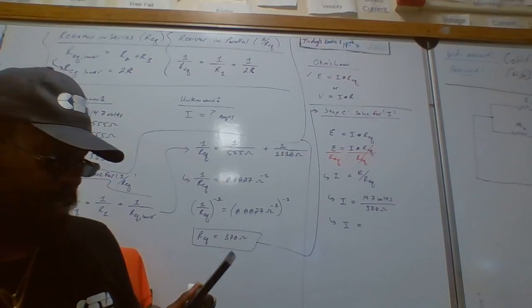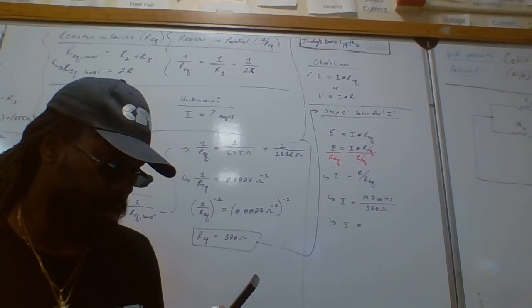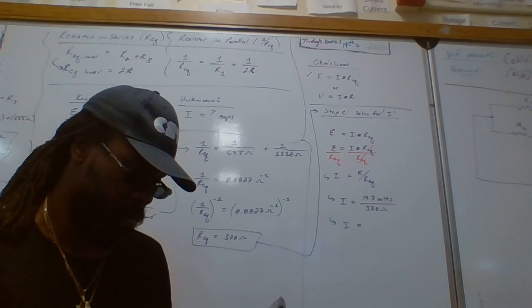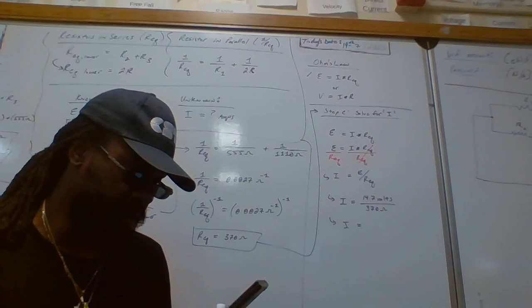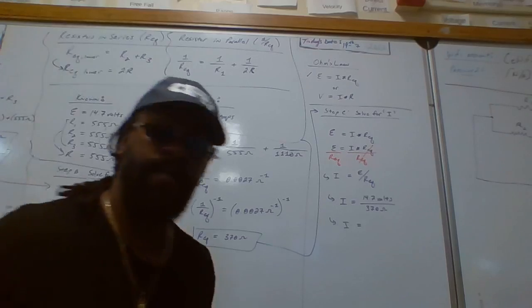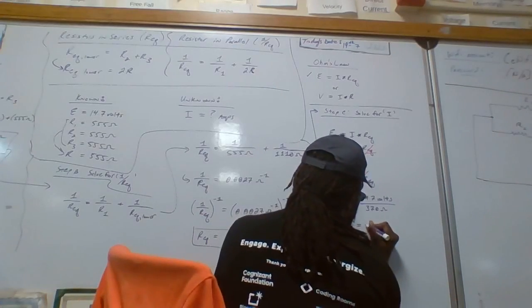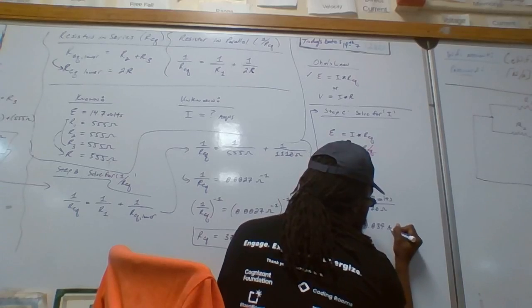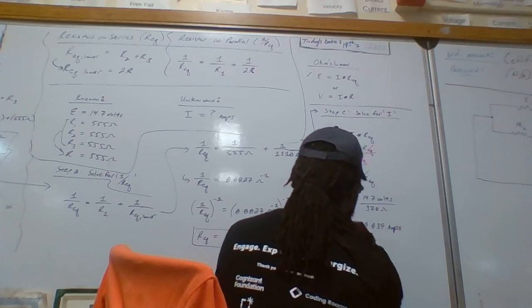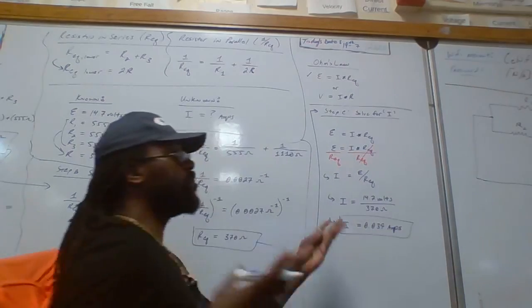So that's 14.7 up top. Say what, sir? 0.039. You the man. 0.039 is an effective answer, and that's your amps. 0.039 amperes or amps. Effectively, what does that do to your circuit?